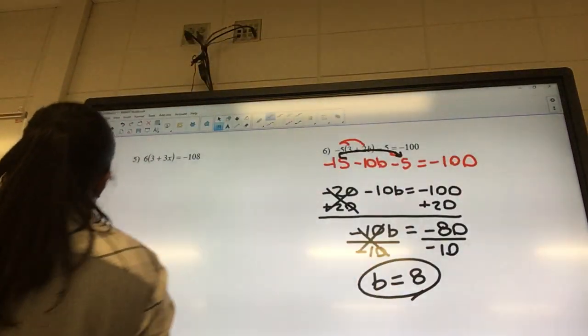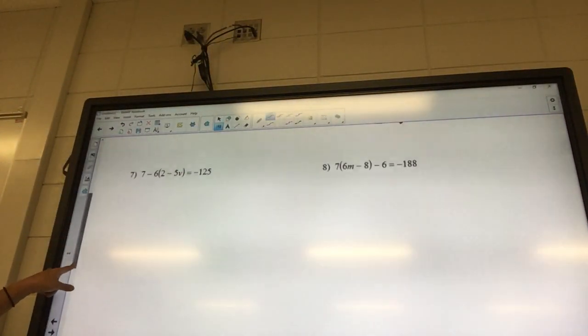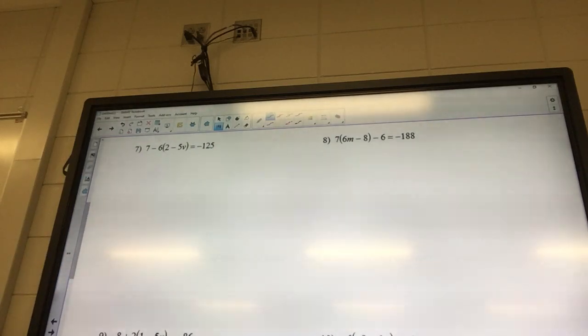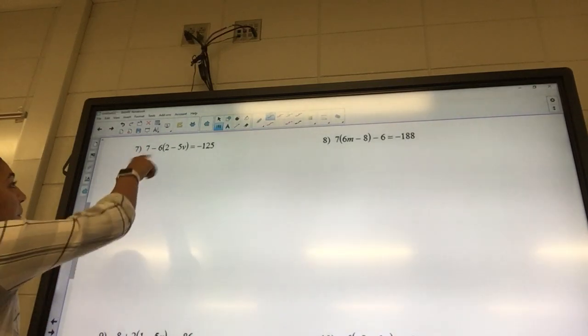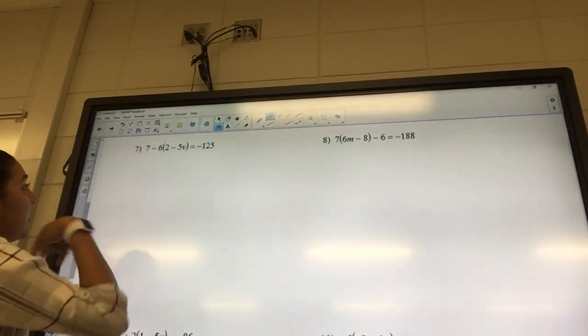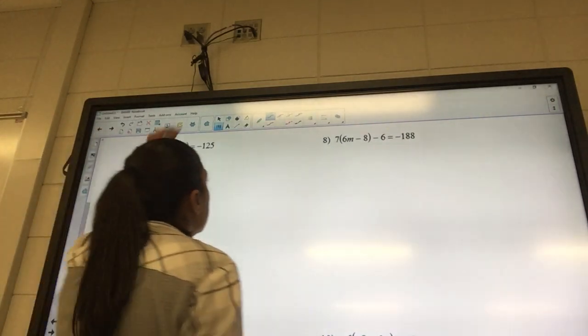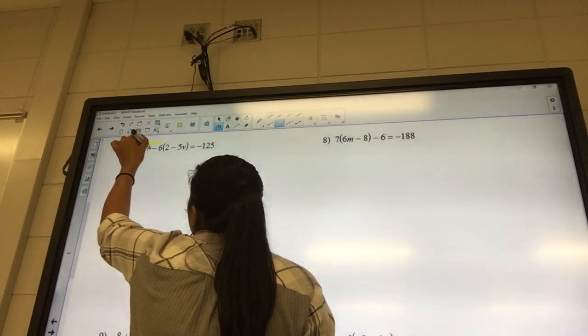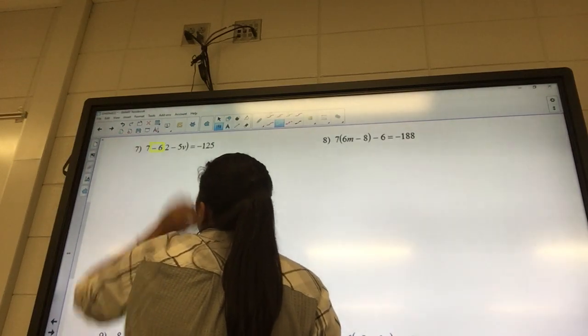Okay, let's look at 7. Same thing. It's the same steps. So our first step is going to be to distribute. Do not do the 7 minus 6 first and put a 1 on the outside. We distribute the number and the sign that's right in front of the parentheses first.